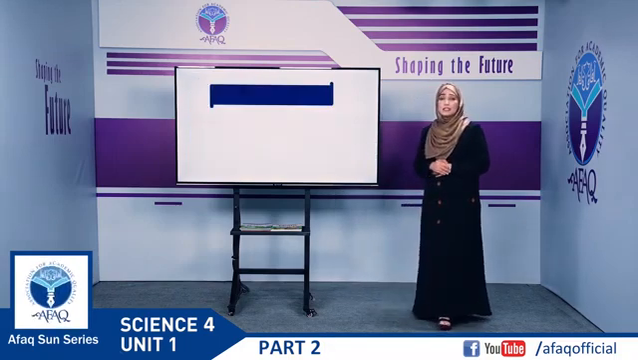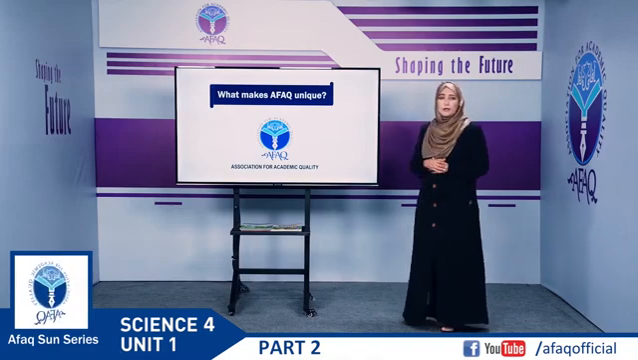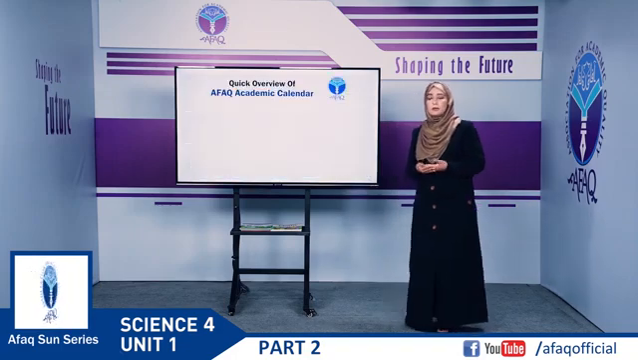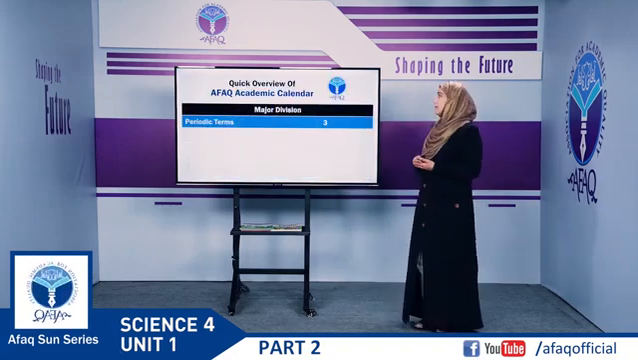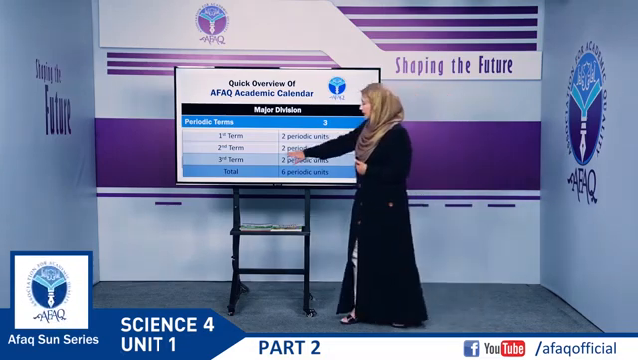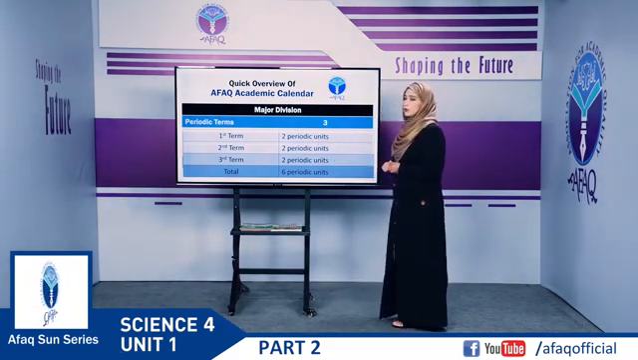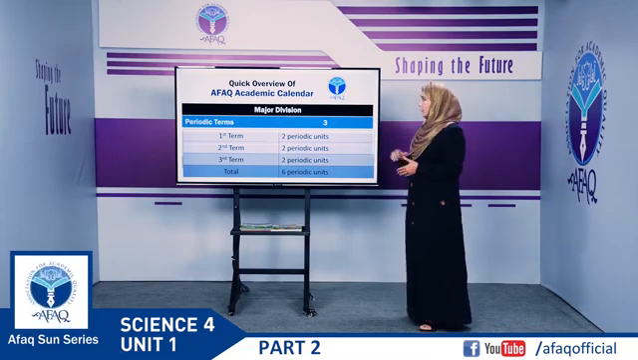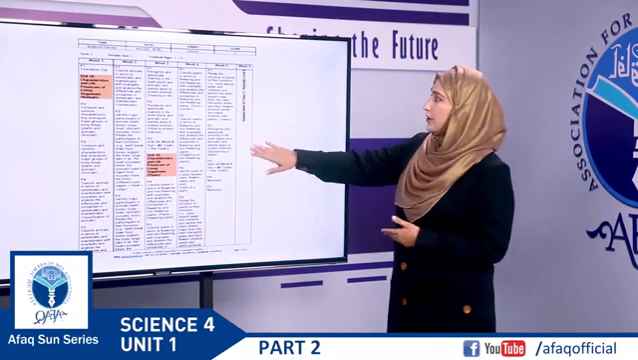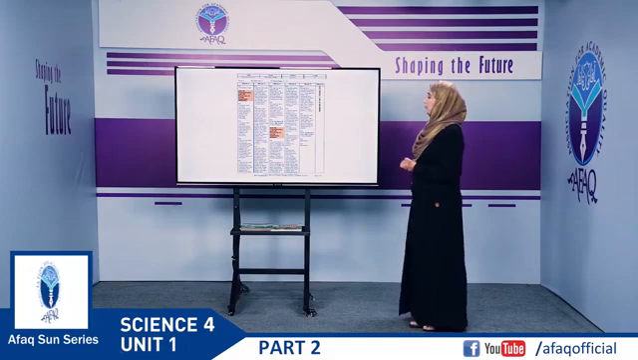But before starting this lesson, I would like to tell what makes Afaq unique. As we know, planning is key to success for learning and teaching. So, Afaq provides systematic learning through academic calendars. Afaq academic calendars have been divided into 3 terms, and each term is further divided into 2 periodic units. So, there are 6 periodic units in total. If we look further, each periodic unit is divided into 6 weeks. 5 weeks are for learning and teaching and 1 week is for assessment.